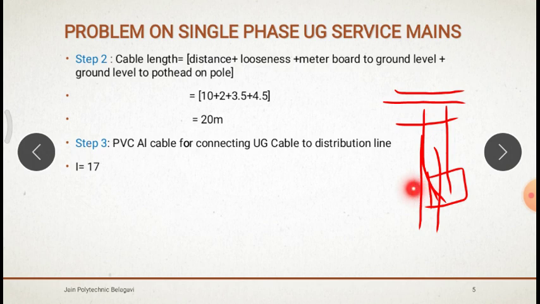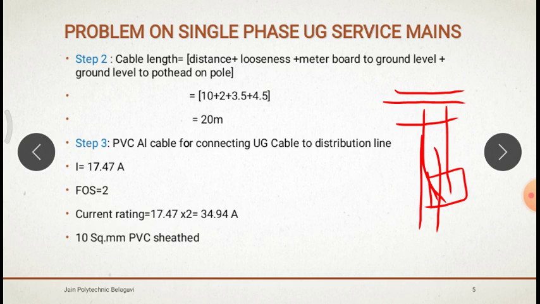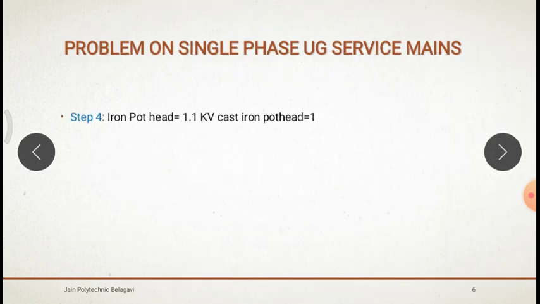But how many square mm here? See, here we got the current as 17.47 amps, and factor of safety is 2. So current rating into 17.47, you get 34.94 amps you require, and that is 10 square mm. So for 34 amps we require 10 square mm PVC sheath aluminum cable to connect that. Next step is to connect the 12 meter cable to the pot head.